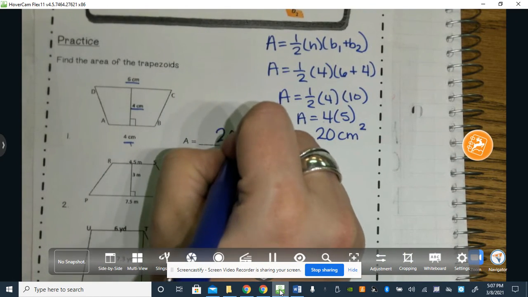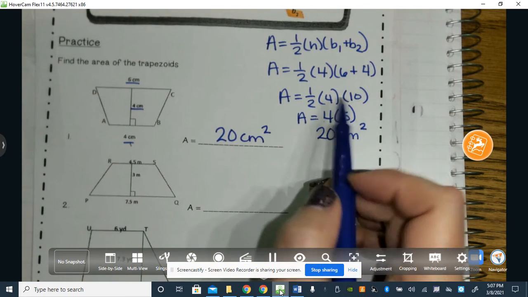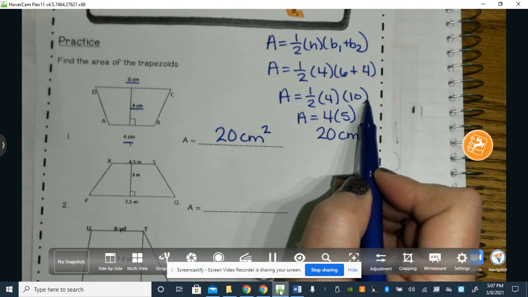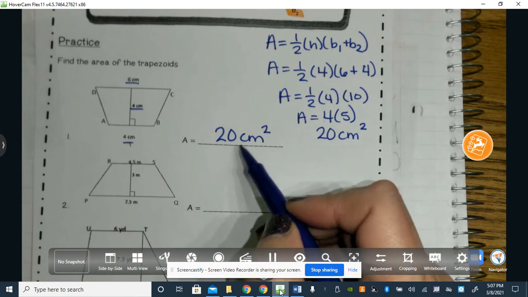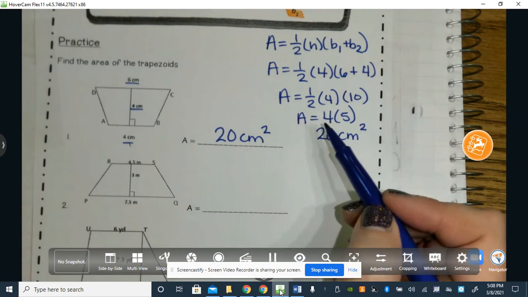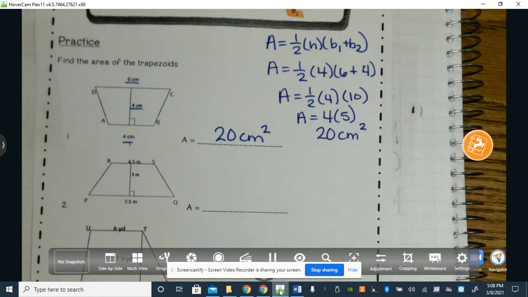So 20 centimeters squared. And guys, you could have said 4 times 10 is 40, half of 40, well, that gives me 20. Half of 4 is 2, 2 times 10 is 20. So 3 different ways, and I'm still getting the exact same 20 centimeters squared. Okay?